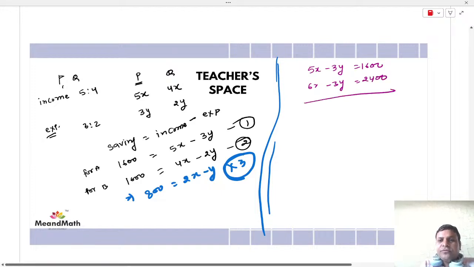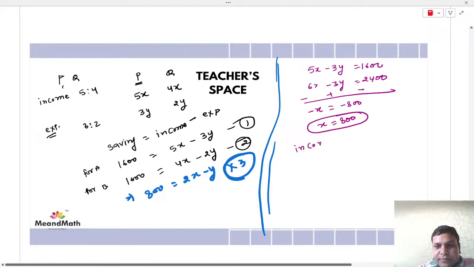We can eliminate y, so we subtract here. Minus x is equal to minus 800, so x is equal to 800. x is related to income. So the income of P is 800 into 5, 4000, and Q is 800 into 4, 3200.